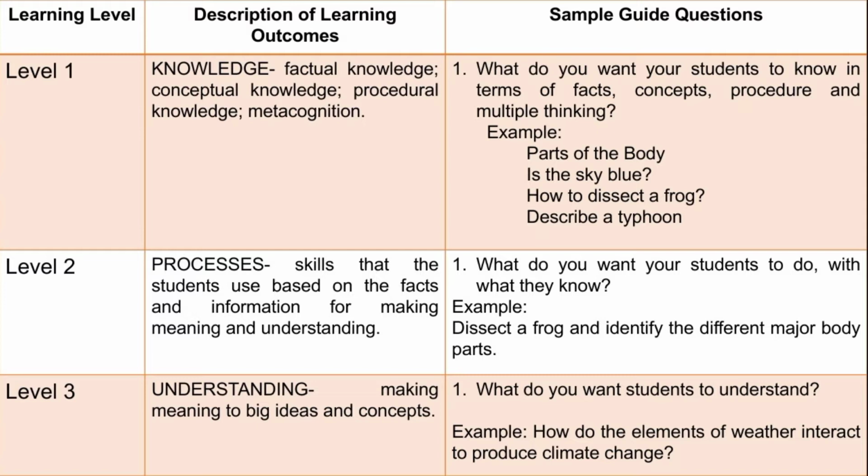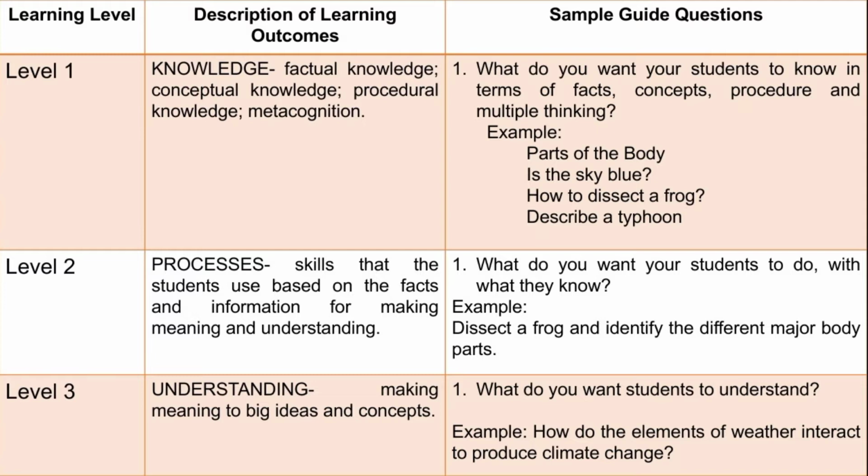So these are the examples of questions or test items used to assess the learning of the students in terms of knowledge. Level 2 is the processes, which is described as the skills that the students use based on the facts and information for making meaning and understanding. And to assess this level of learning outcome, the sample guide question is, what do you want your students to do with what they know? For example, dissect a frog and identify the different major body parts.